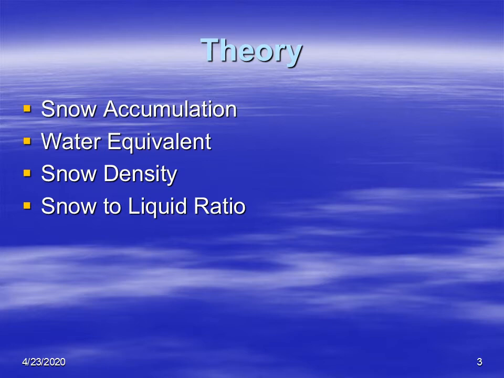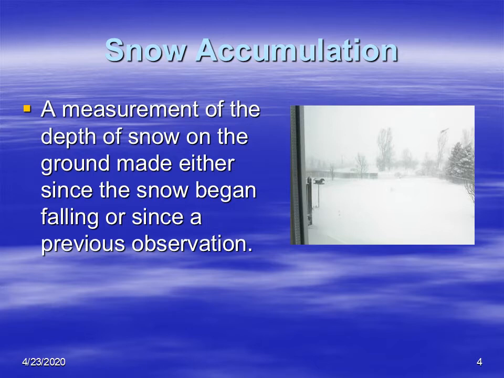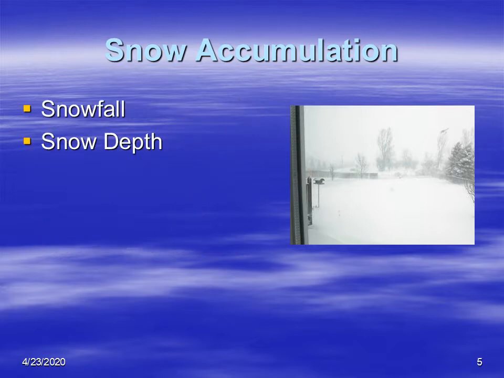The first thing we need to do is define some terms. The first term we're going to look at is snow accumulation. Snow accumulation is a measurement of the depth of the snow on the ground, made either since the snow began falling or since a previous observation. There are two different ways of looking at snow accumulation: either snowfall or snow depth.